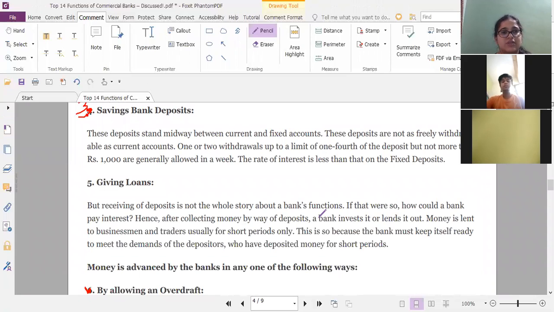Okay, so next one is savings bank deposits. So the third type of deposit is savings bank deposits. Here you get a little lesser interest compared to the fixed deposits, right? These deposits stand midway. This is somewhere in the middle. It's neither like current nor like fixed. You should place it somewhere in between. Savings account, in terms of interest, is somewhere in between, right?